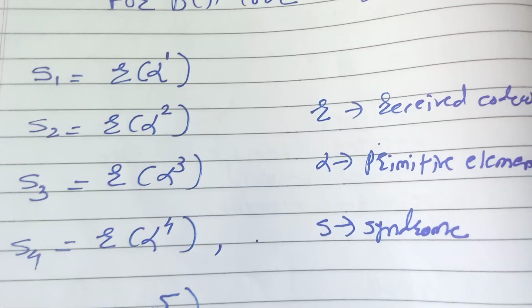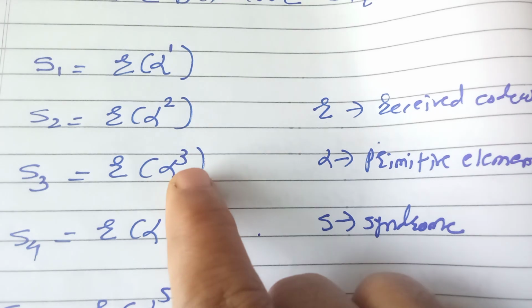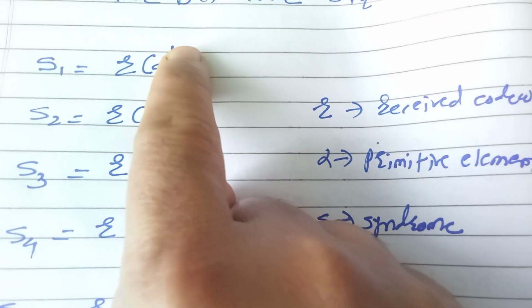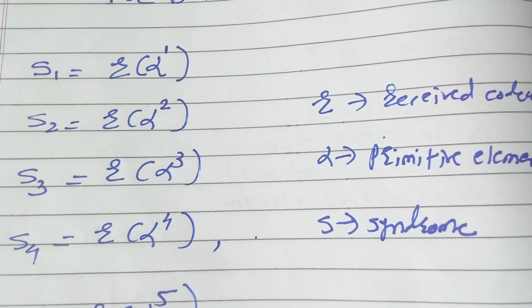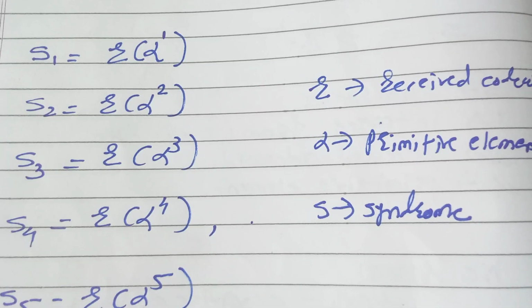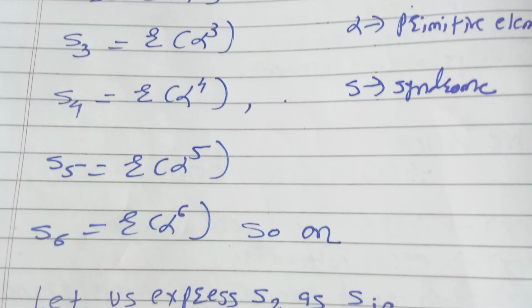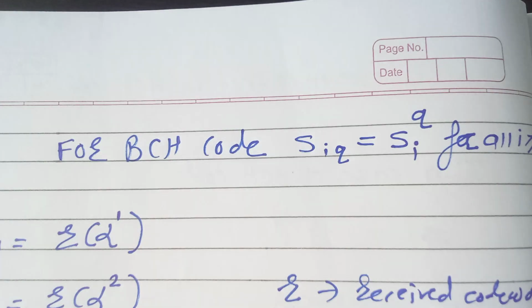Now, how much do you have to calculate? You have to go up to alpha raised to 2t_c. So you have to go from 1 to 2t_c. So syndromes are from 1 to 2t_c. Okay, so you know this one. After that, we will now prove the equation S_iq equals S_i raised to q.